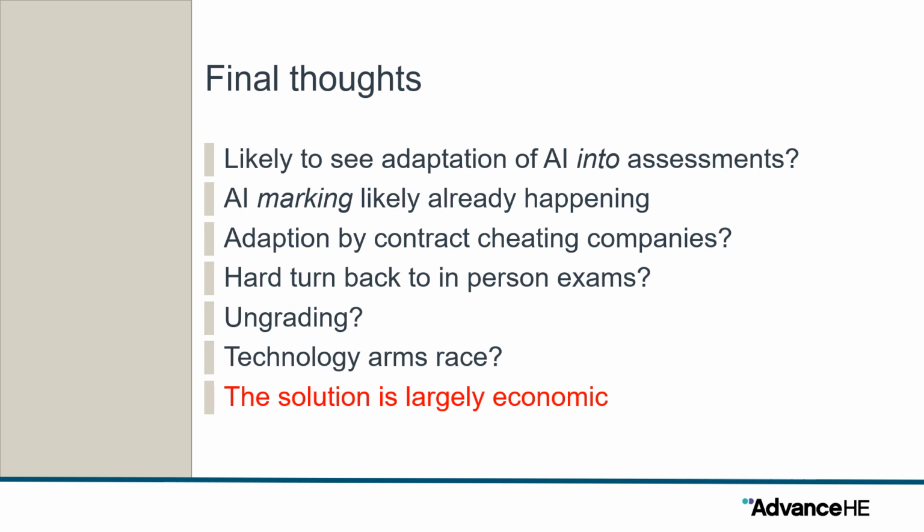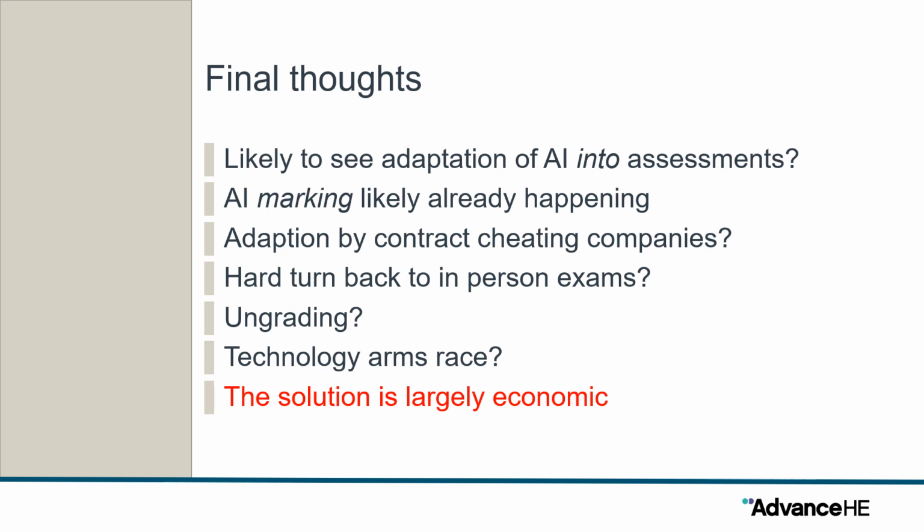We are seeing in some marketplaces, and I work extensively in Asia and the Middle East, a hard turn back to in-person exams. I think we are going to see a regressive turn back to in-person exams as a mechanism to try and avoid some of the issues that we're seeing around these tools and contract cheating. Some people have suggested using ungrading as a method to get around this. I'm agnostic on that, but I thought I'd mention it.